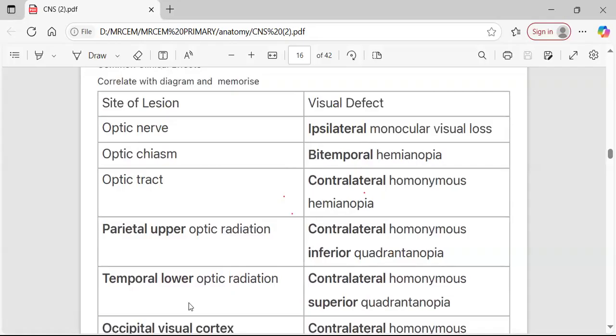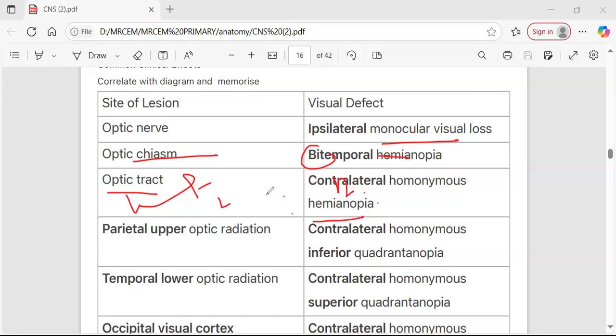Site of lesion, optic nerve, that will lead to ipsilateral monocular visual loss, optic chiasm, bitemporal hemianopia. We have discussed about it. Optic tract, if there's a left optic tract issue, that will lead to the right homonymous hemianopia, and if it is the right, that will lead to the left homonymous hemianopia.